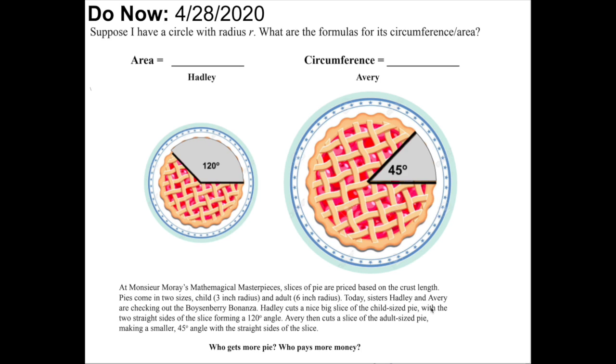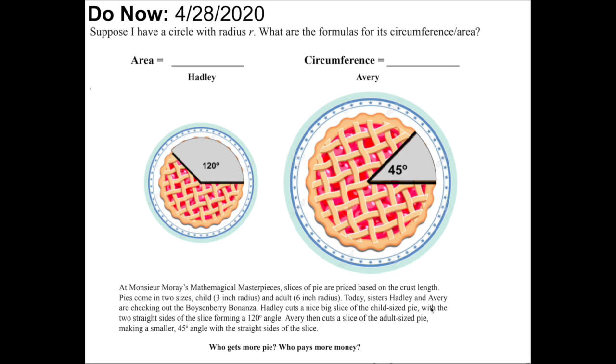Hadley cuts a nice big slice of the child-sized pie with the two straight sides of the slice forming a 120-degree angle. Avery then cuts a slice of the adult-sized pie, making a smaller 45-degree angle with the straight sides of the slice. Question is, who gets more pie and who pays more money? Okay, so in other words, who's getting more area, actual substance, and who's getting more crust?